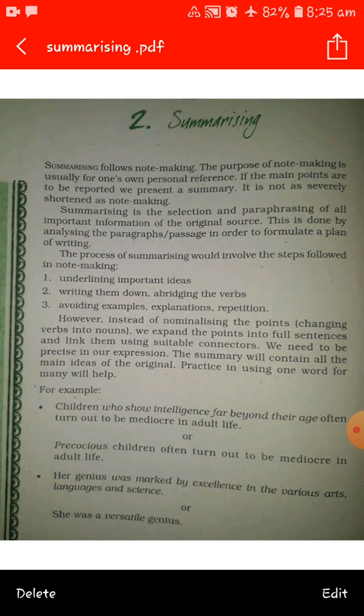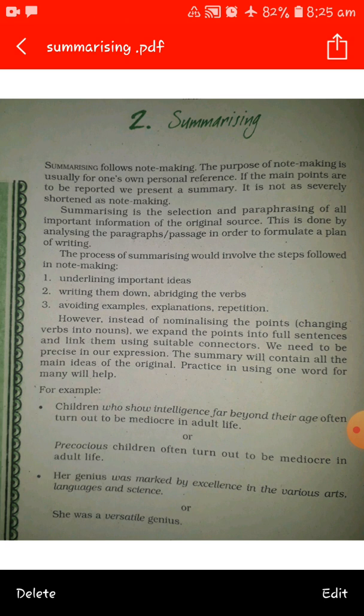When we do note making, what is its purpose? For our own personal reference. And when we pick some main points from the note making, we present a summary. It is not severely shortened like note making. So note making is a very shortened process, and summarizing is like a summary of that paragraph.